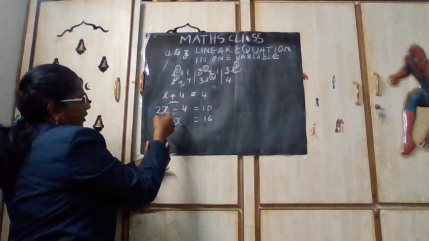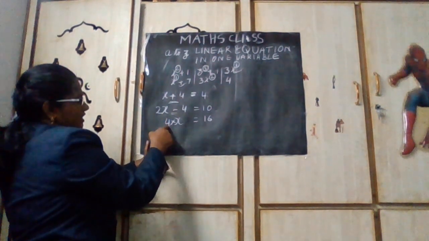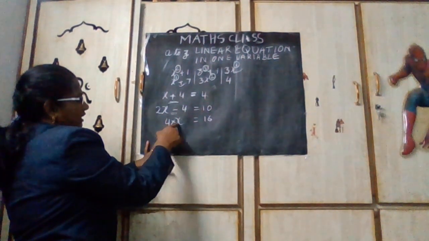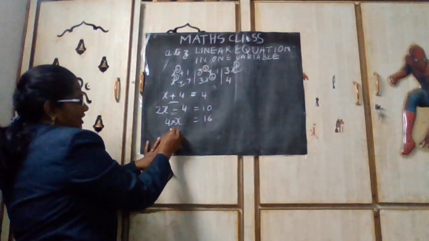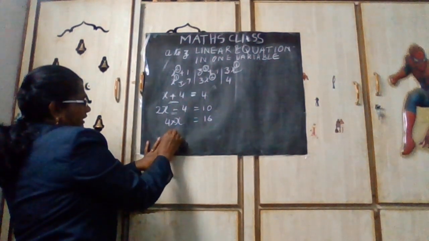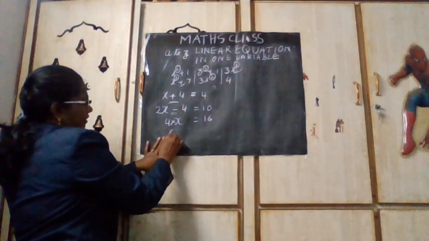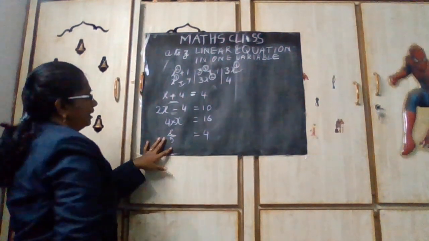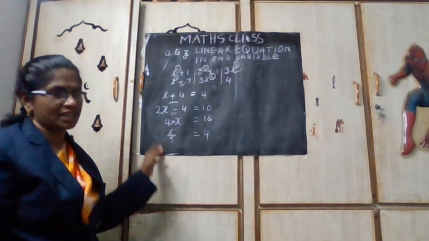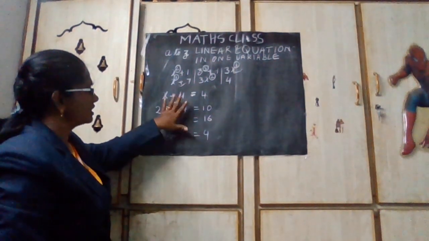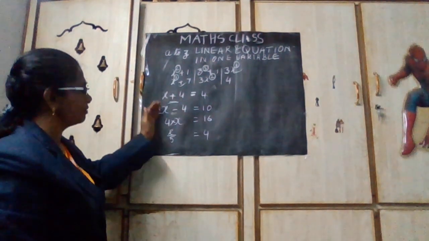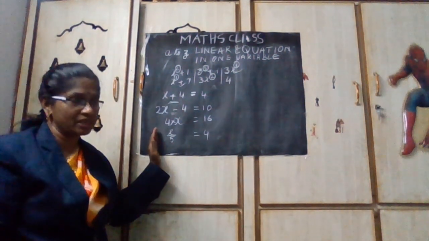How many x are there? 4 times x. You learned this in previous classes. Like this, the x term is there. 4 times x is equal to 16. Now x divided by 5 is equal to 4. These are the 4 equations, not expressions, because they are connected by the is equal to symbol. So it is called an equation. 4 different types of equations are given here.